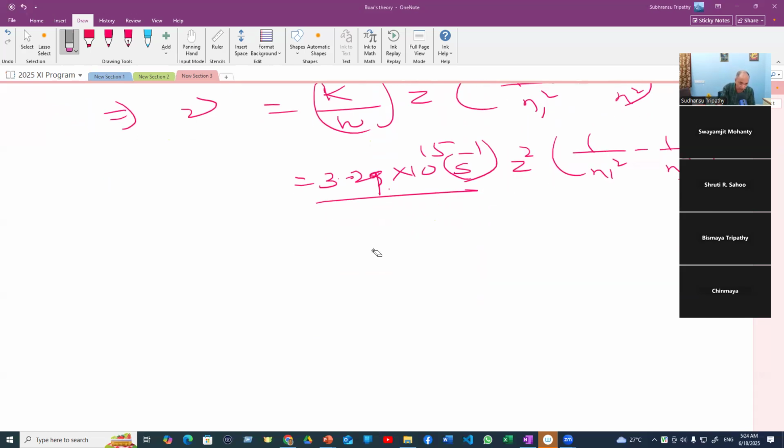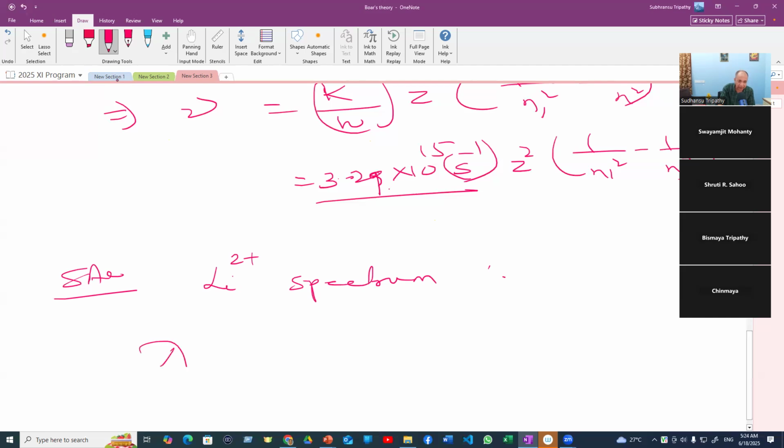Say, I'm giving you a question. Supposing the Li 2 plus spectrum, what will be the lambda for a third line to first shell transition?